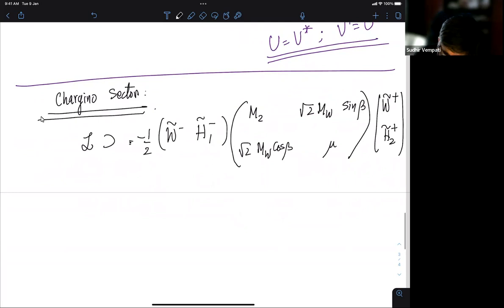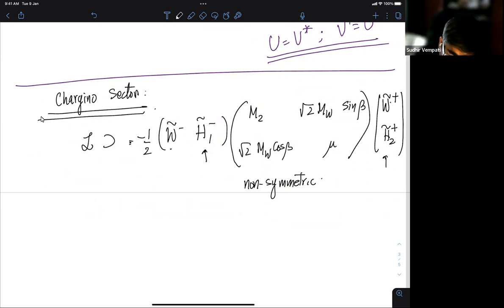First of all, these are different Weyl fermions, each a different Weyl fermion. And this matrix is not symmetric. So this is a chargino mass matrix.